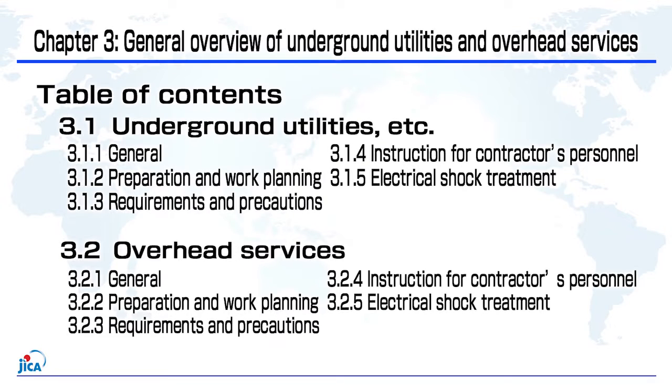Chapter 3 defines safety measures for works related to underground utilities, or those utilities embedded in buildings, and overhead services exposed on-site or in the air. The section also contains treatment in case of electrical shock, which is a common type of accident at all construction works. We would now like to review the contents of Chapter 3.